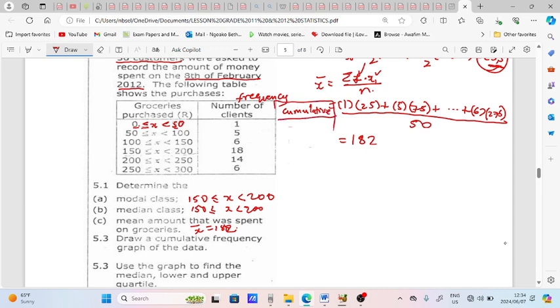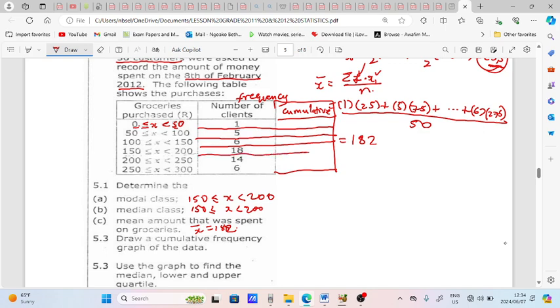We need to get the cumulative here for each row. The first one we just add to 0, so we just copy that, it will be 1. Now what next? We add to the next number on the frequency. So we'll say 1 plus 5. What do you get? 6. Now we say 6 plus the coming one, 6, okay, 12.